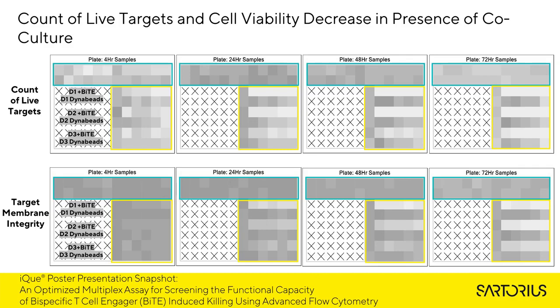You will see that the number of live targets in co-cultures, outlined in yellow, does start dropping slightly at 4 hours, but more pronounced at 24, 48, and 72 hours. And you can see that the positive bite has a more profound killing due to the bite itself bringing the targets and effectors into close proximity of one another.